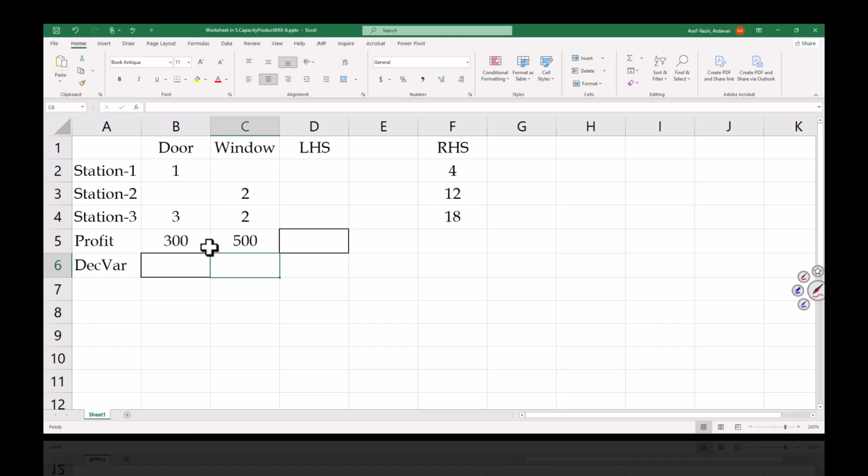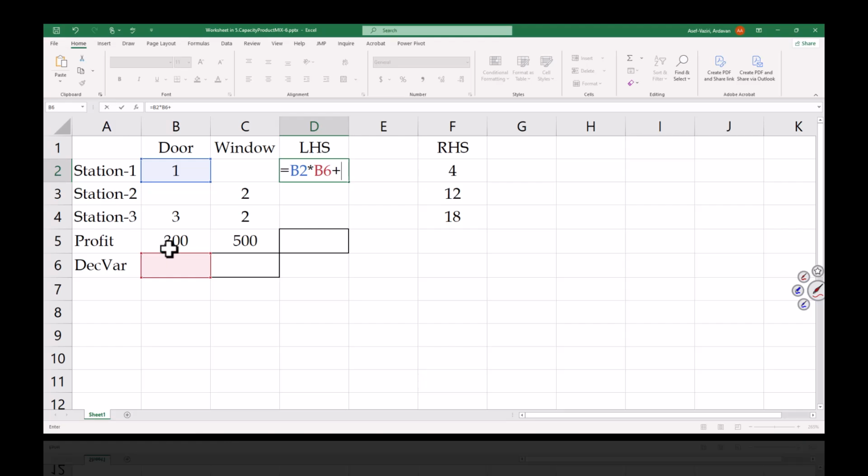If this is X1 and this is X2, these are 2 cells that I assume for my decision variables, I should write this one multiplied by this one plus this one multiplied by this one is what I need. And I type equal to this one multiplied by this one plus this one multiplied by this one is what I need for this constraint.